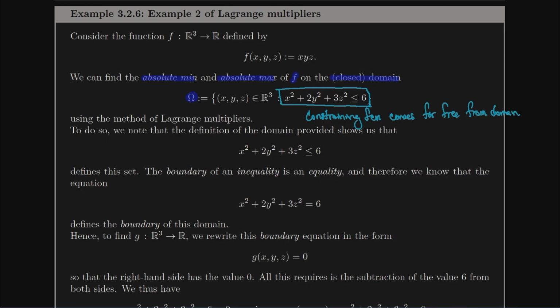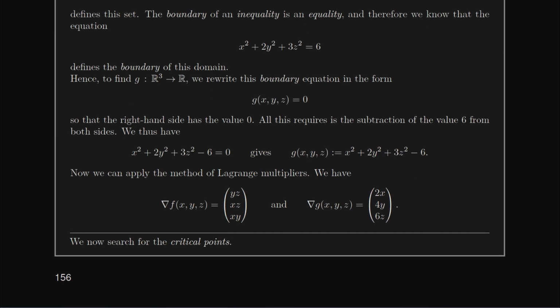And how do I get it from the domain? Well, right now it's defining the entire domain with a less than or equal sign. Instead, I just want the boundary. I'm just going to replace less than or equals with equals. That's going to be my constraining function along the boundary. Or if I want it to be equal to 0, I can subtract 6 from the left-hand side. All right, so then my constraining function is x squared plus 2y squared plus 3z squared minus 6.